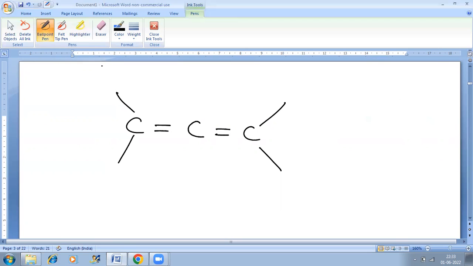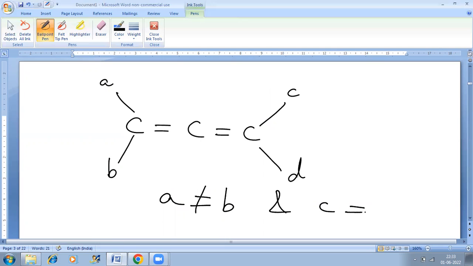I will again repeat this. This is optically active if A is not equal to B and C is not equal to D. So then I say that this has 2 optical isomers. Hence, A is the correct option.